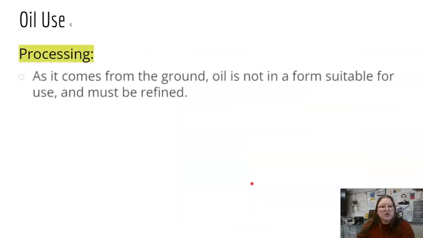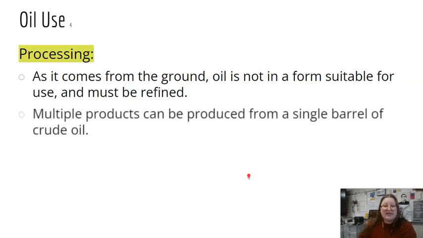All right, and when we are using oil, first we have to process it. So as it comes from the ground, oil is not in a form suitable for use and it has to be refined. And multiple products can be produced from a single barrel of crude oil.